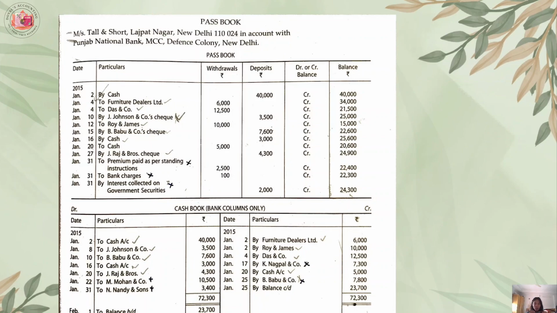Similarly, in our cash book, whenever we are paying any expense, we are crediting the amount. But in our passbook, in the bank statement, all expenses are debited. So keep this difference in your head. In my passbook, credit means positive and debit means negative. In my cash book, debit means positive and credit means negative.